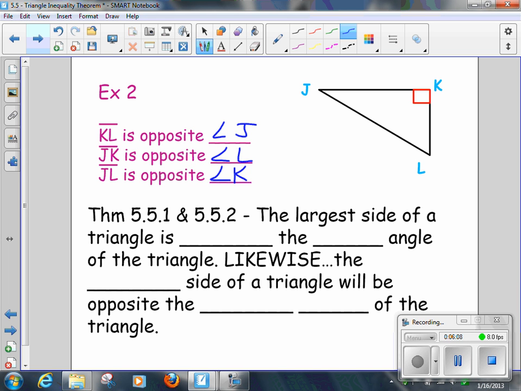Okay? It's pretty simple. Now, the largest side of the triangle is opposite, good word, opposite the largest angle, the biggest angle of the triangle. Likewise, the smallest side of the triangle would be opposite the smallest angle.